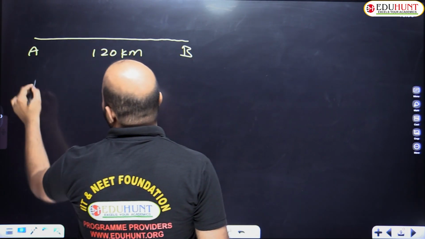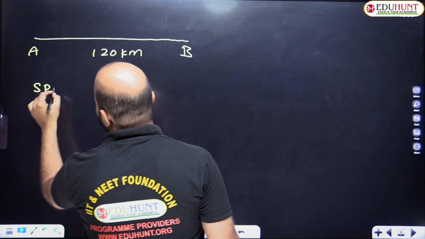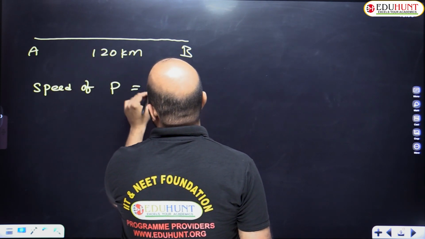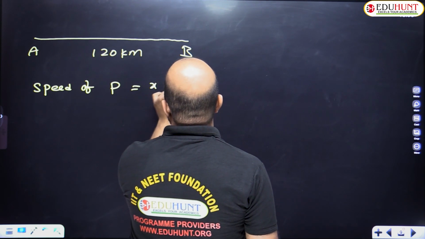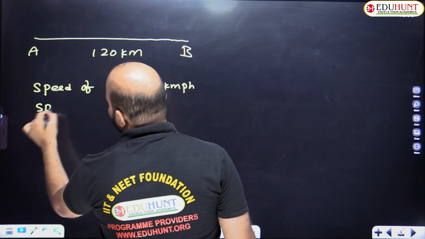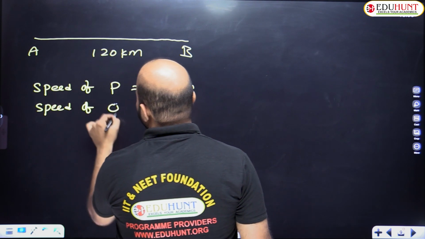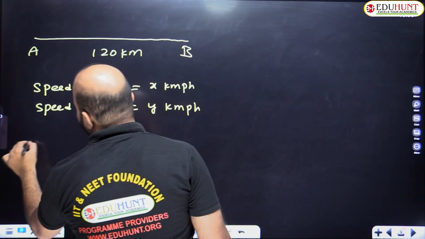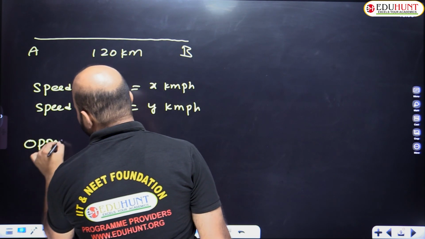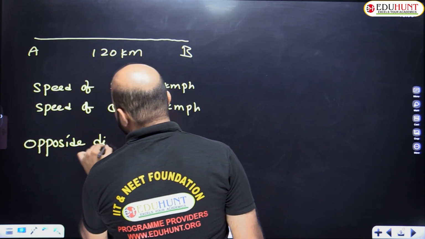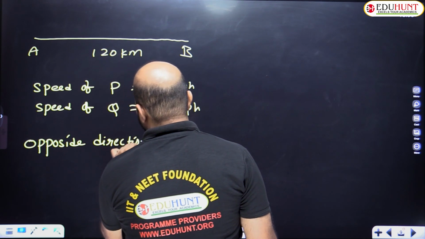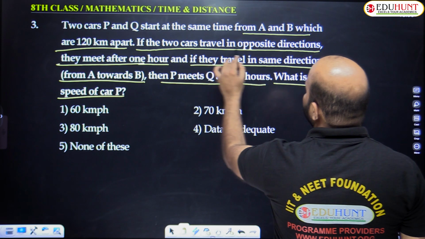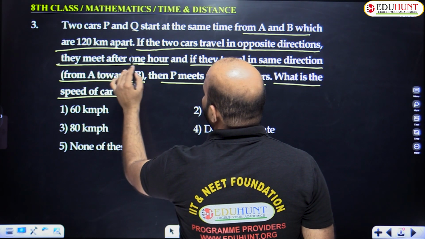So let us consider the speed of car P equal to x kilometers per hour. The speed of car Q, the second car, equal to y kilometers per hour. So the first condition I am given is opposite direction. According to the opposite direction, if two cars travel in opposite directions, they meet after 1 hour.